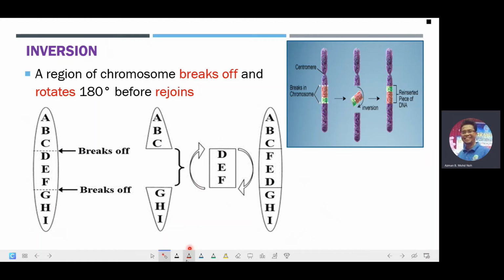So how can this occur? For example, let's say we have this 1 chromosome with the genes A, B, C, D, E, F, G, H, I, and then this part of the chromosome breaks off, and then it rotates 180 degrees, in which the genes D, E, F are now inverted, forming the FED sequence. And when this segment joins the chromosome, we can see a new sequence of genes, which is now ABC, FED, and GHI.